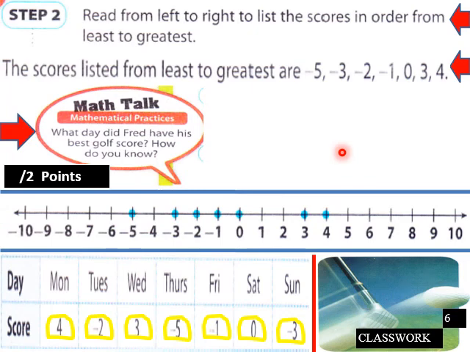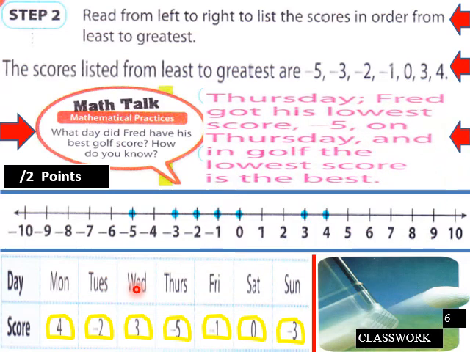So what day did Fred have his best golf score? So in that situation, what's his best golf score? Figuring that for golf, the least score is the best score. So what would that be? Thursday, he got a -5 on Thursday, and in golf, low score is the best score. So this would be his best score here.